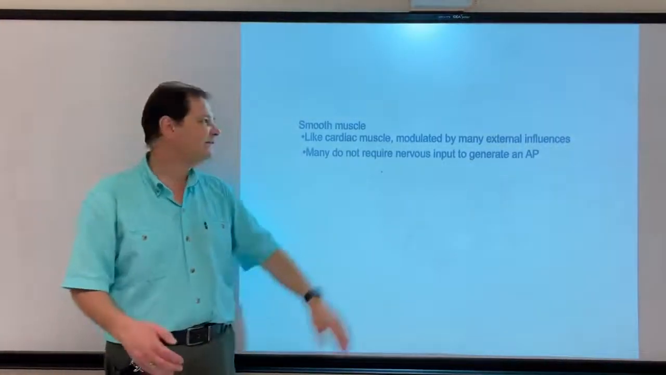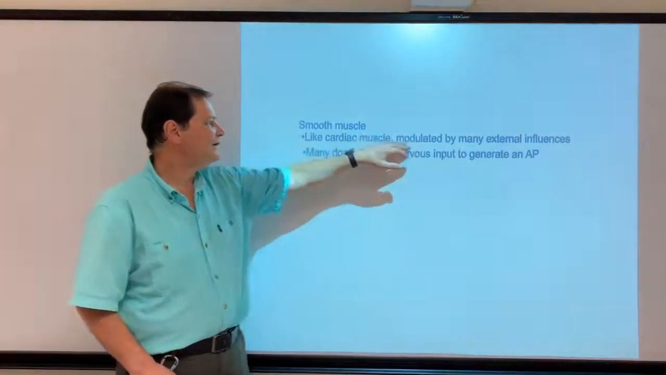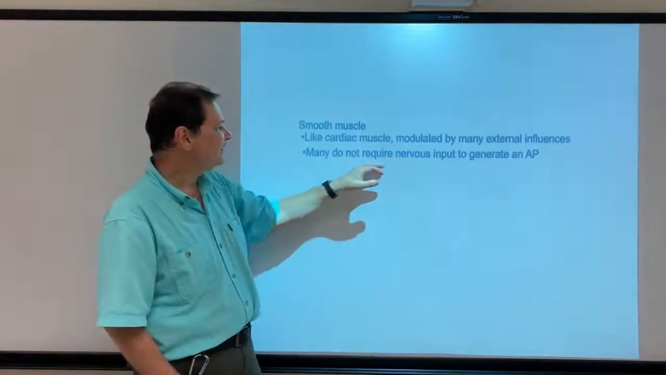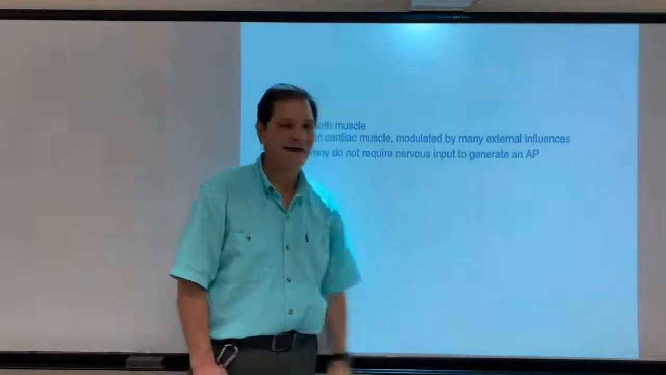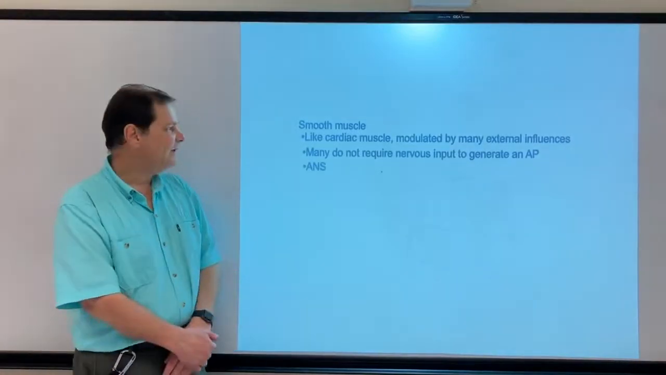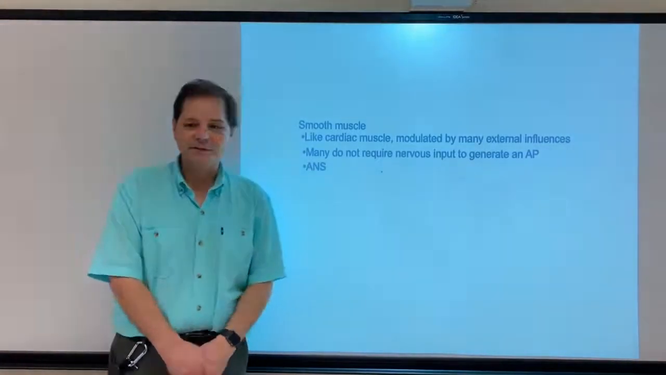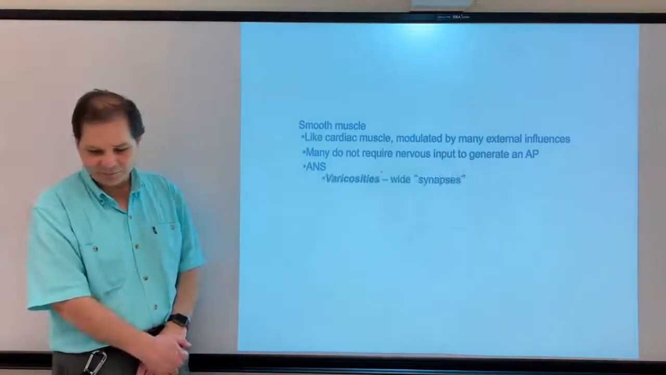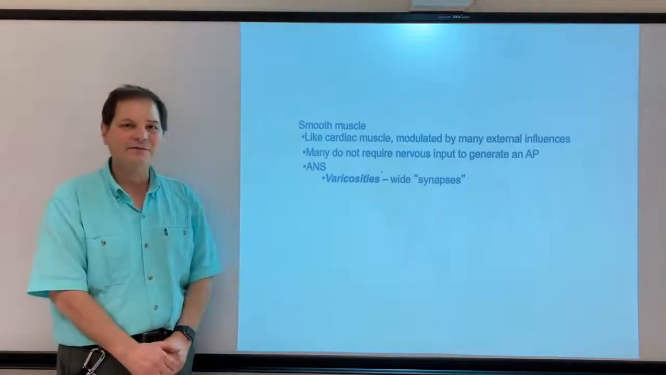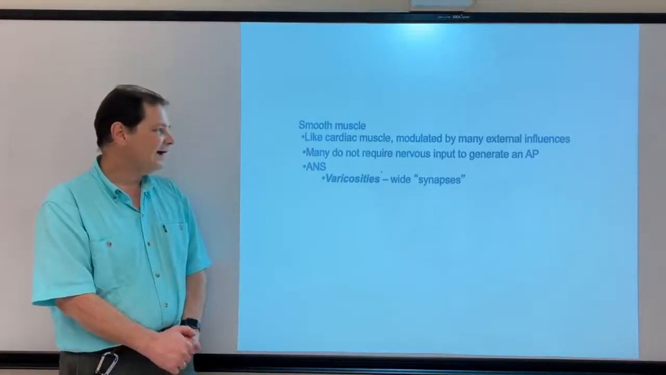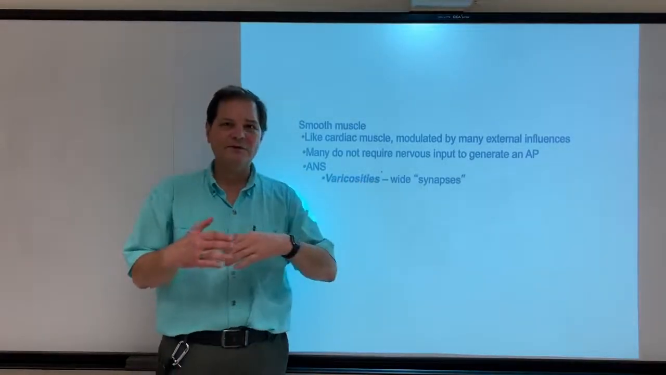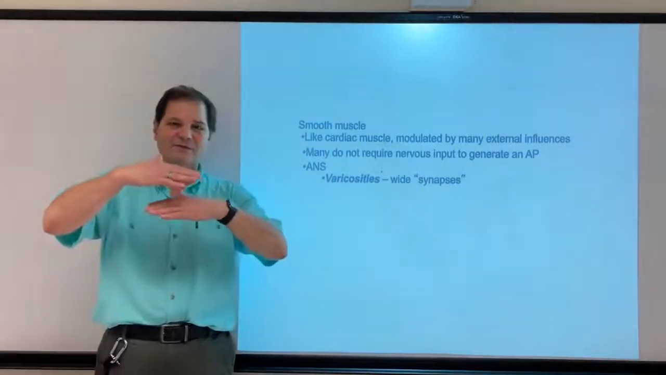So unlike skeletal muscle, which isn't really modulated by external influences all that much and does require nervous input to generate an action potential, smooth muscle does not. And of course, the autonomic nervous system, very important in regulating the activity of smooth muscle. And the synapses between the autonomic nervous system nerves and the smooth muscle are called varicosities. And the reason they're given a special name is because they're really wide.